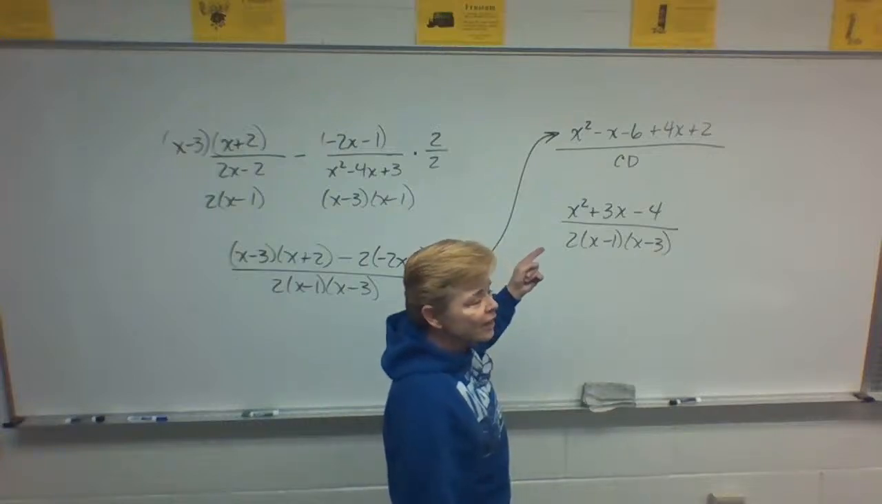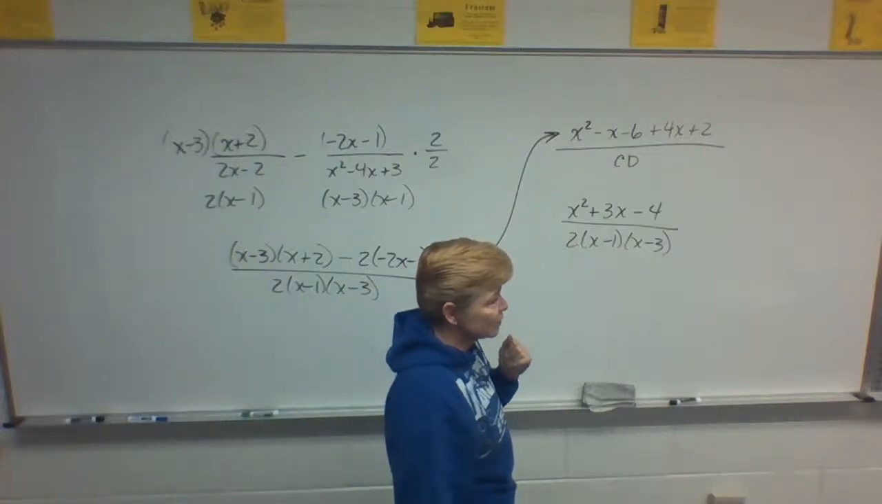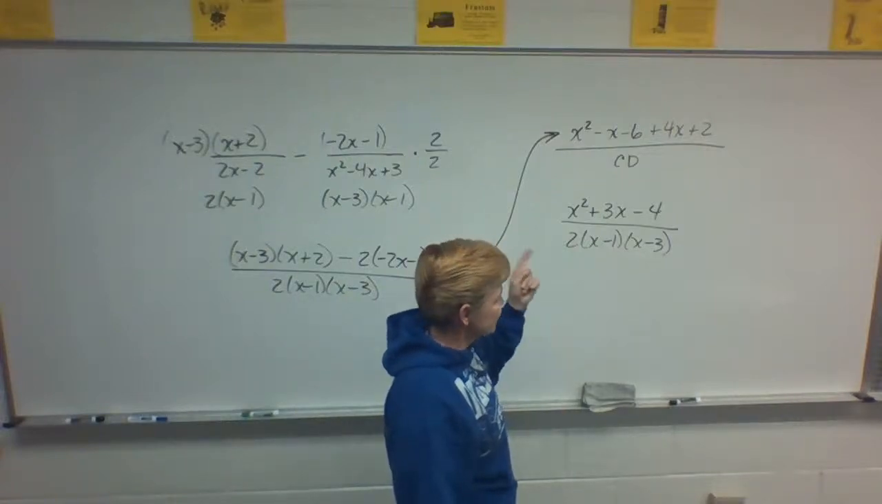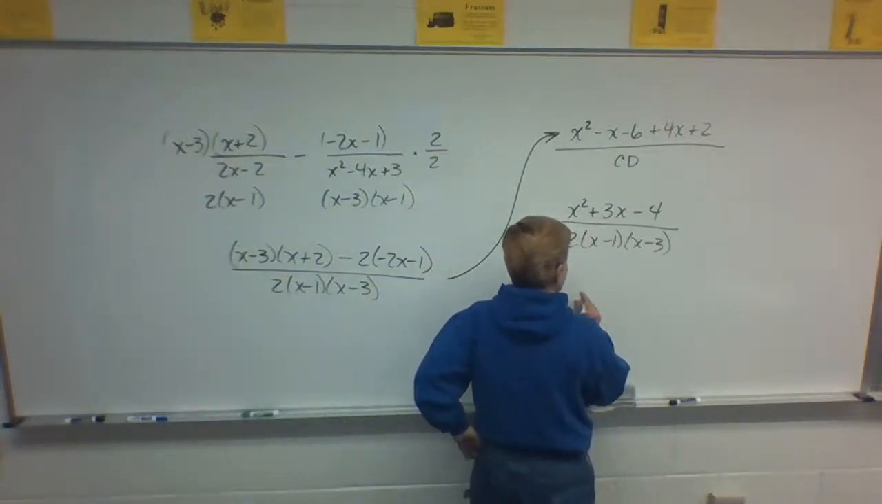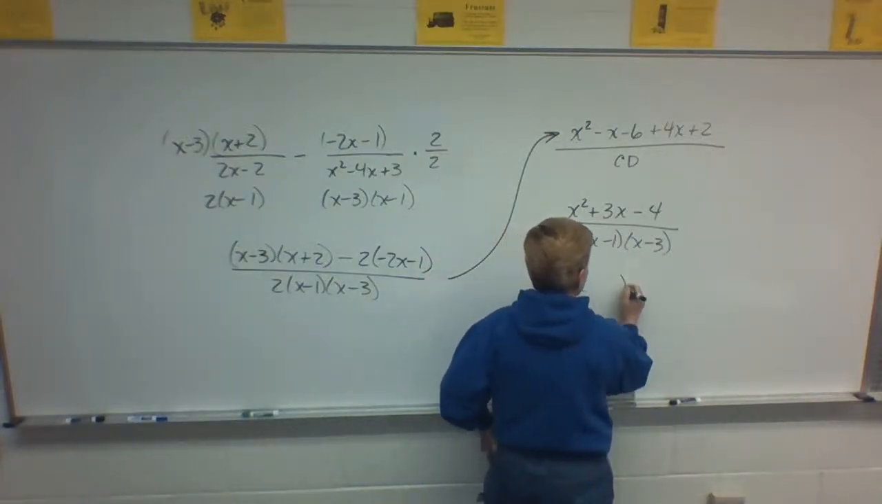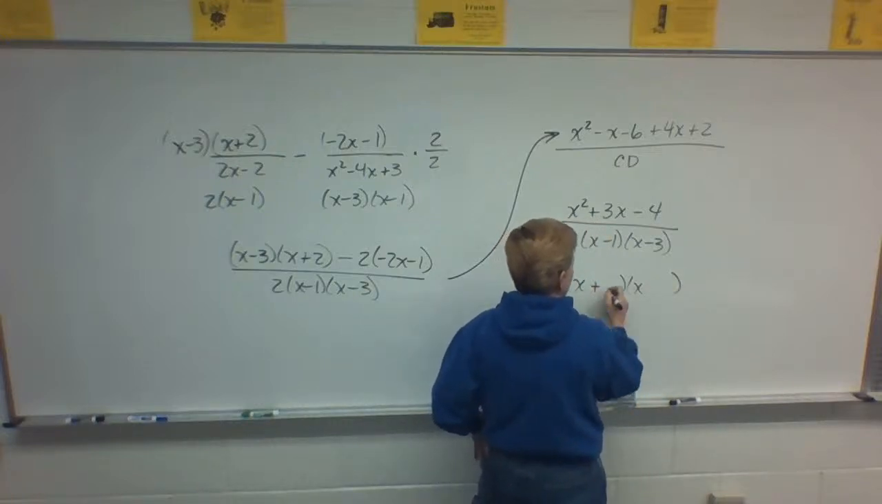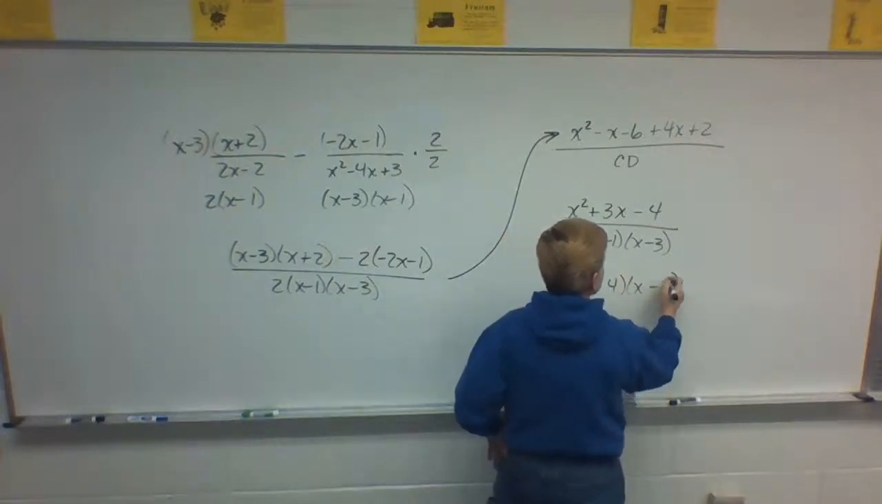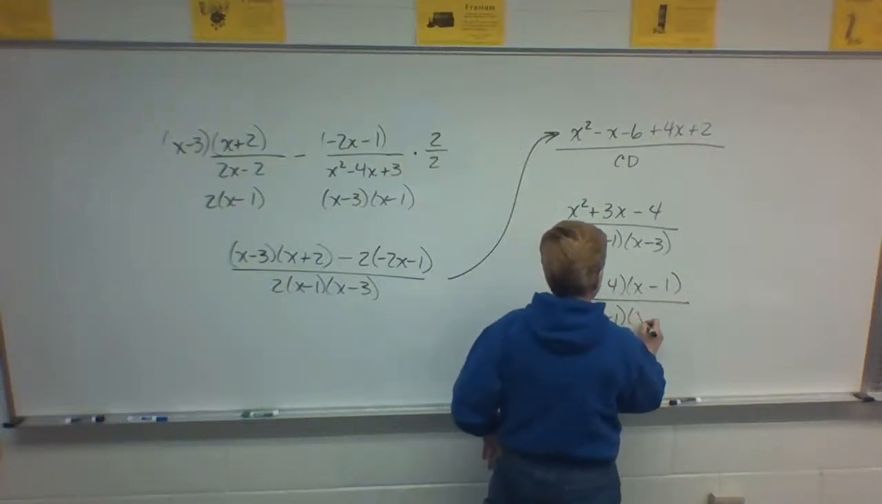Because that numerator, now that it's been put together and all the signs handled properly, is factorable. The one on the previous problem wasn't. I didn't even bring it up because I knew it wasn't. This one is factorable. What does it factor into? x plus 4 times x minus 1, over 2 times x minus 1 times x minus 3.